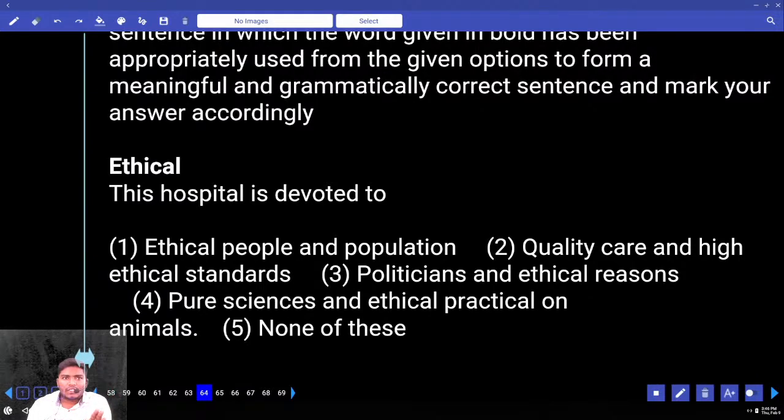One is related to philosophy, where it gives a meaning of values and morals. And another one comes with science and technology, where it gives the meaning of a legal thing. Ethical is something which is legal. Legal hacking is nothing but ethical hacking.